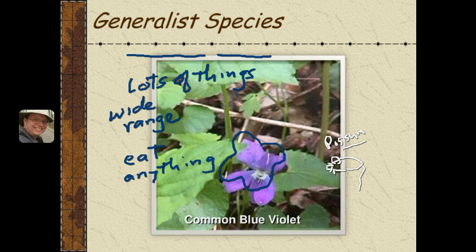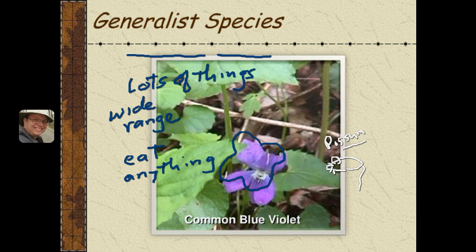They can live in a lot of different kinds of places, eat lots of different kinds of food. Possums, raccoons are another example of generalists. Things like cockroaches and rats and mice. Generalist species. They can live anywhere, eat lots of different kinds of things. They have a wide range of conditions under which they thrive.